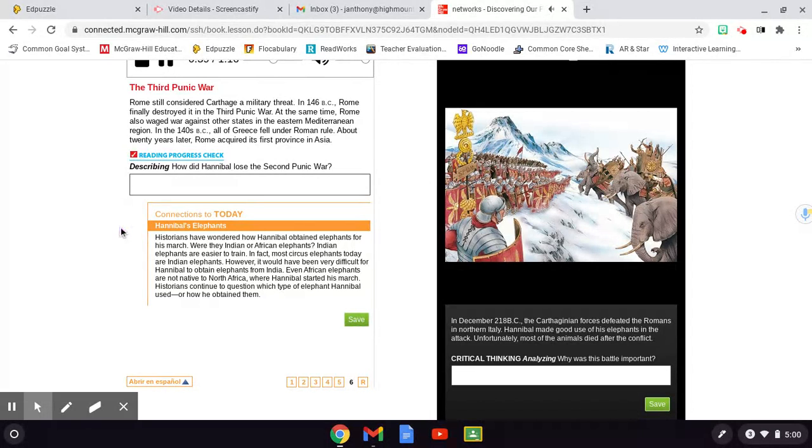Connections to today. Hannibal's elephants. Historians have wondered how Hannibal obtained elephants for his march. Were they Indian or African elephants? Indian elephants are easier to train. In fact, most circus elephants today are Indian elephants. However, it would have been very difficult for Hannibal to obtain elephants from India. Even African elephants are not native to North Africa, where Hannibal started his march.